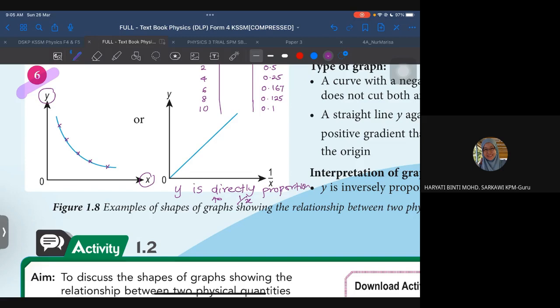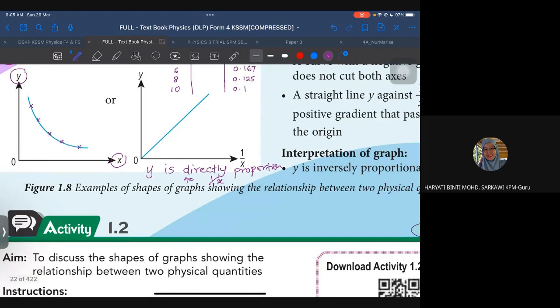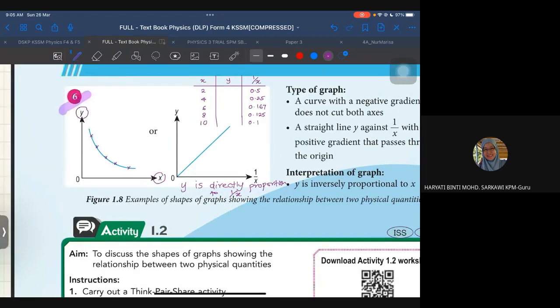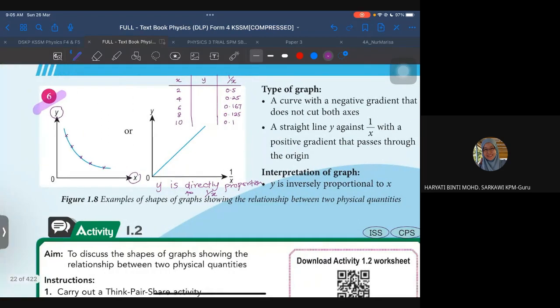Jelas, huh? Which means y is directly proportional to 1 over x is actually the same as this relationship if you use x. Okay? Because when you plot a graph of y against x for the same data here, you will get a curve like this. This is the inversely proportional graph. But if you use the same data and here you use 1 over x, you will get a straight line graph from the origin.